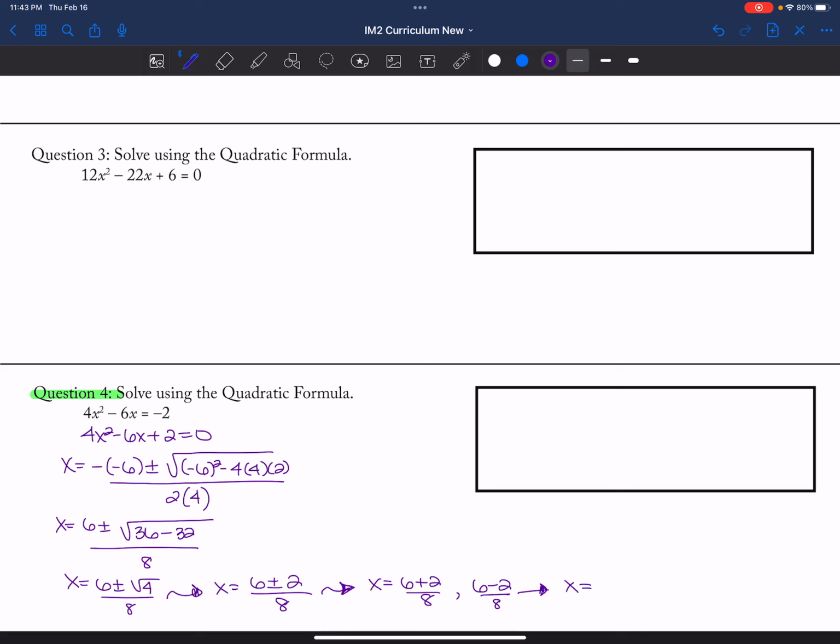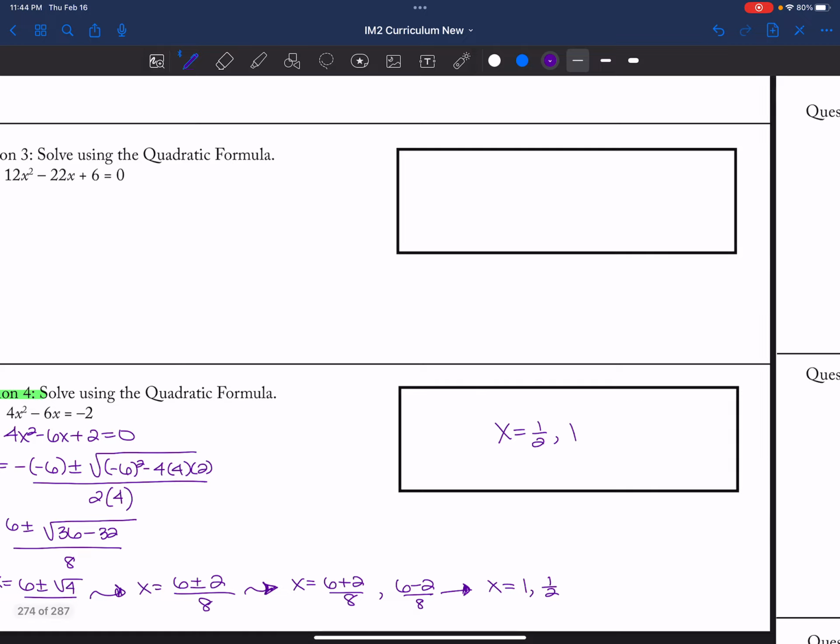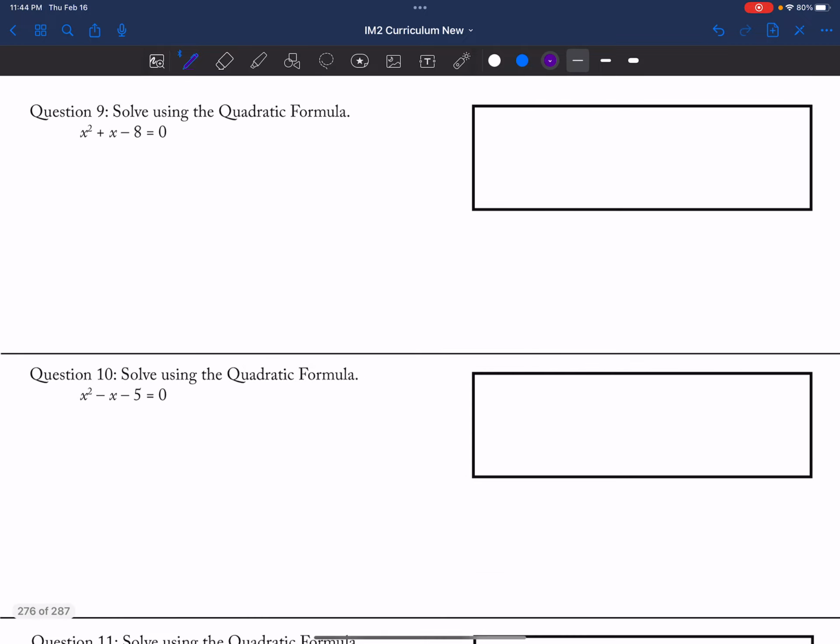So x is equal to 1 and 1/2, because 6 minus 2 is 4, and then divided by 8 is 1/2. So x is equal to 1/2 and 1. Doesn't make any difference which way you put them, but I always like to put the smaller one first. Okay? Not going to do 8.